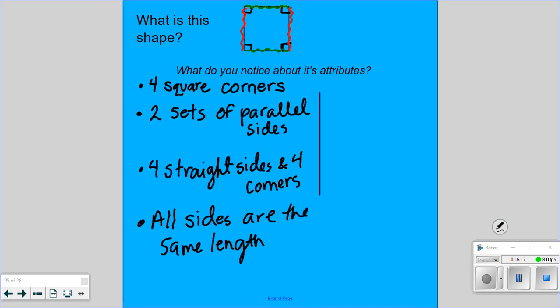Now we're going to use these rules to come up with some names, because each of these shapes has a special name. Harper already gave us one. She said, if it's got 4 straight sides and 4 corners, I know that is a quadrilateral. That's going to be on the short side. So that rule means that we can call that shape a quadrilateral.